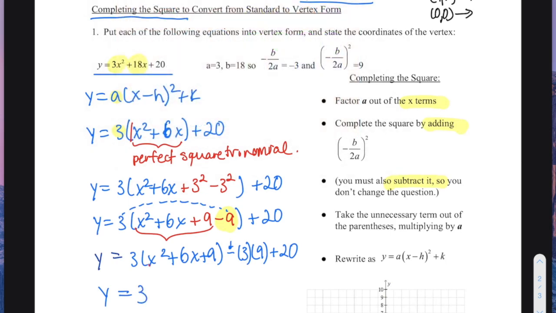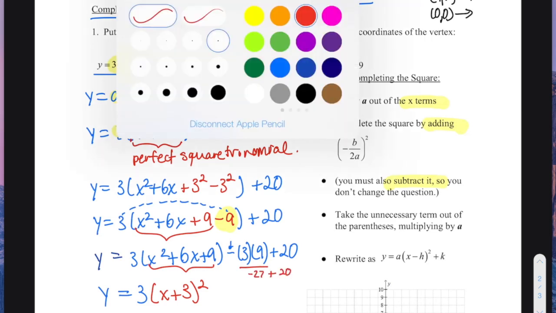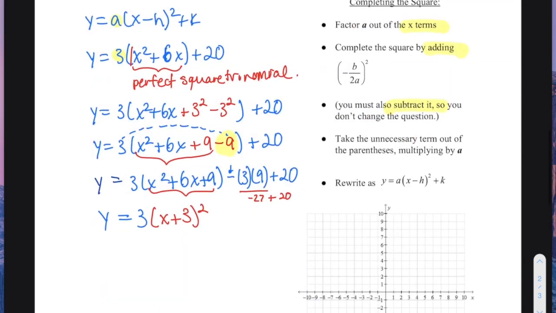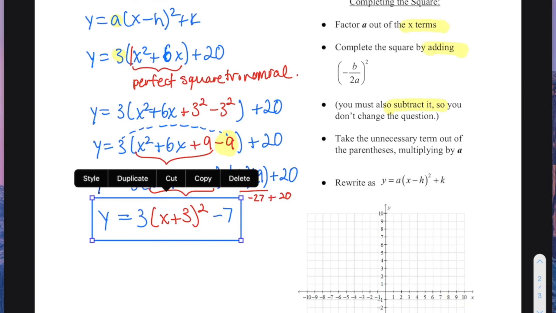So we know that this factors. We know that this becomes (x plus 3) squared. We also know that this is subtract 27 plus 20. So my final answer is going to be -7. Okay, so here I go with my final answer.